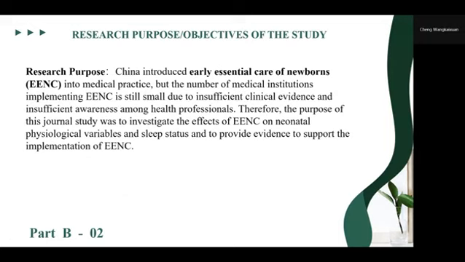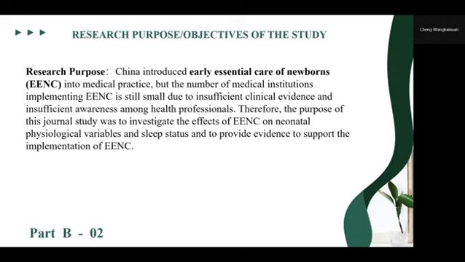So the first part, we should focus on the research purpose. Because China introduced early essential care of newborns, called EENC, into medical practice, but the number of medical institutions implementing EENC is still small due to insufficient clinical evidence and insufficient awareness among health professionals.